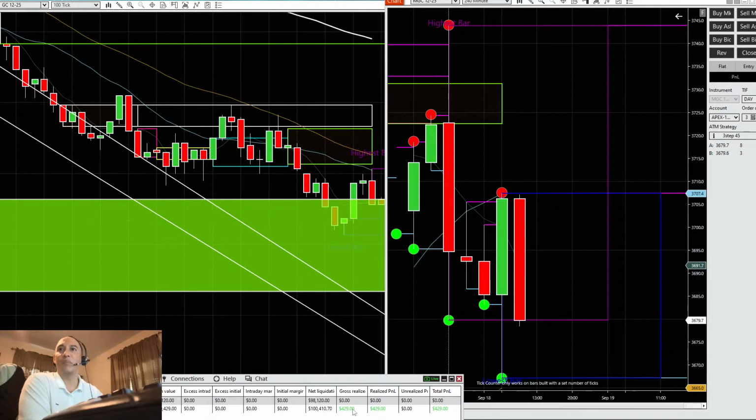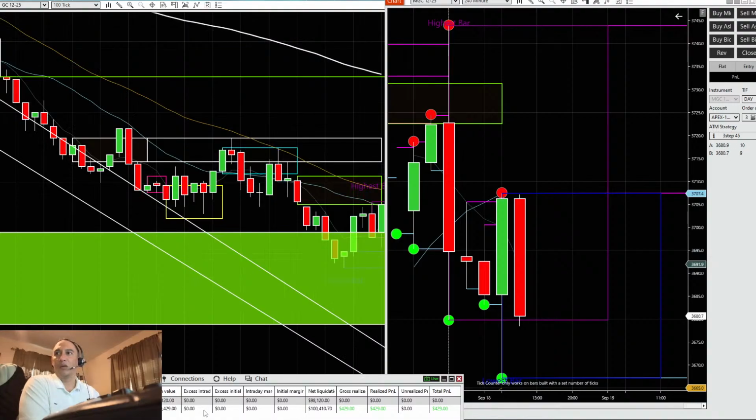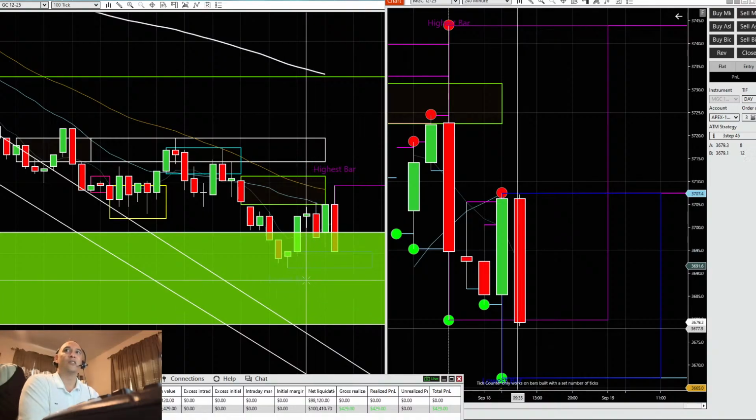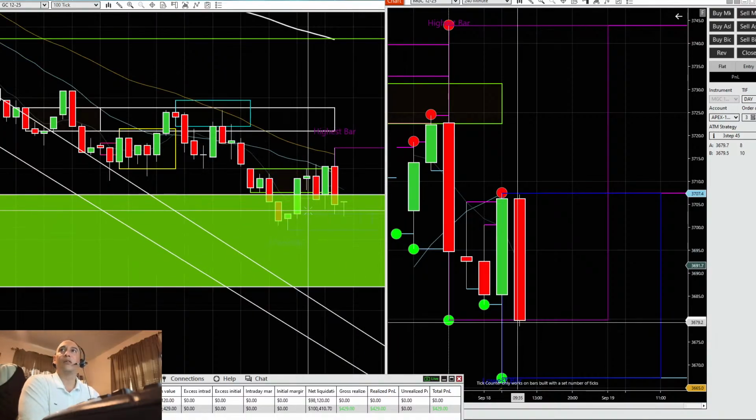So not bad. 129 ticks on minis is $1,290. So I've got to make 2,000 in this account here in order to pass it. Like I said, I did a little small one because I was going to play minis in it.